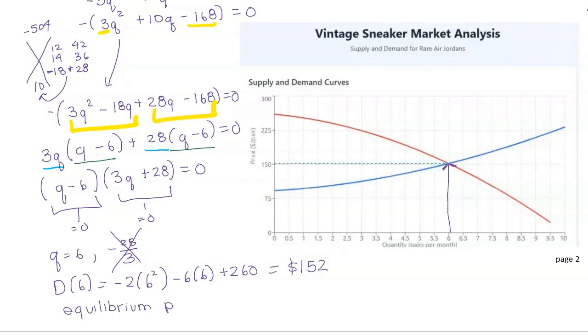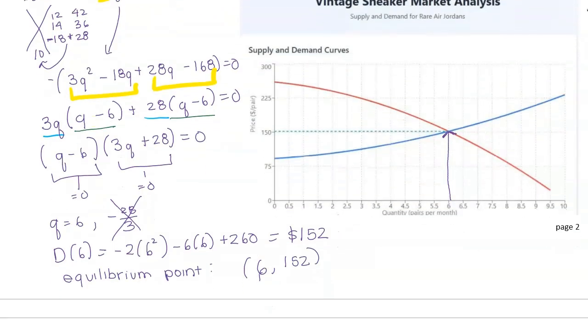152. The equilibrium point will be 6, 152. This is the number of sneakers that will be sold at this price, $152. And you can see I've got it marked. The output here on the graph is at 152. That is how you find the equilibrium.